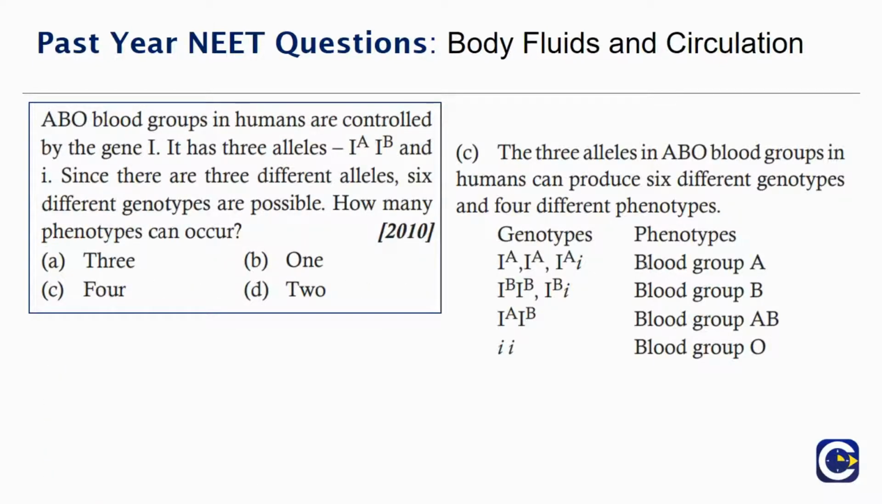ABO blood groups in humans are controlled by gene I. It has 3 alleles, IA, IB and I, small I. Since these are different alleles, 6 different genotypes are possible. How many phenotypes are possible? So we have IA, IB, I. So these are alleles. So there can be genotype and phenotype.